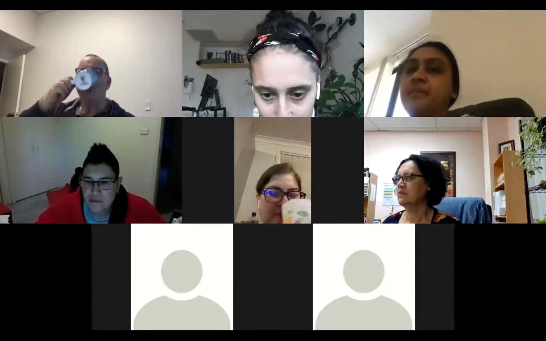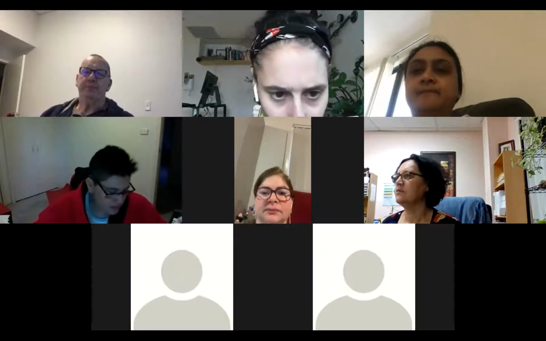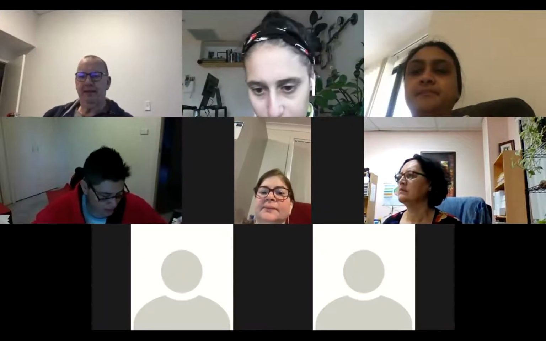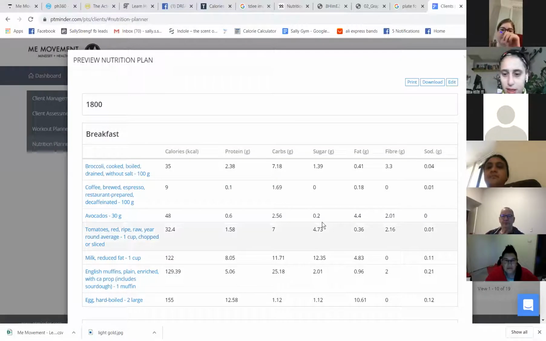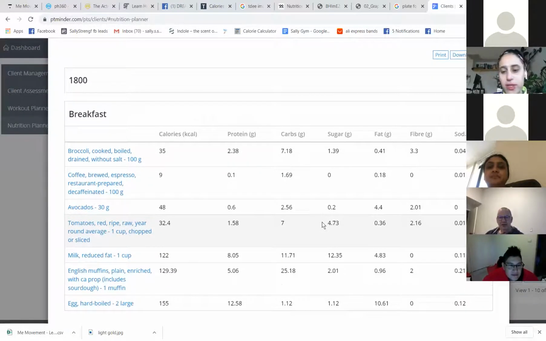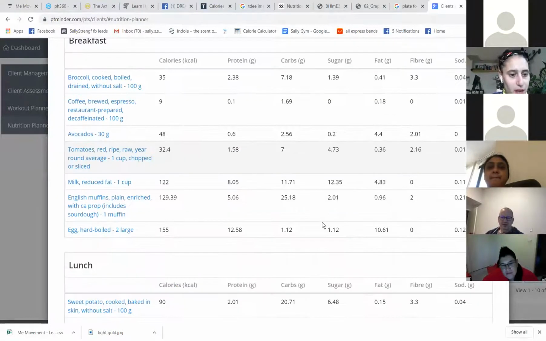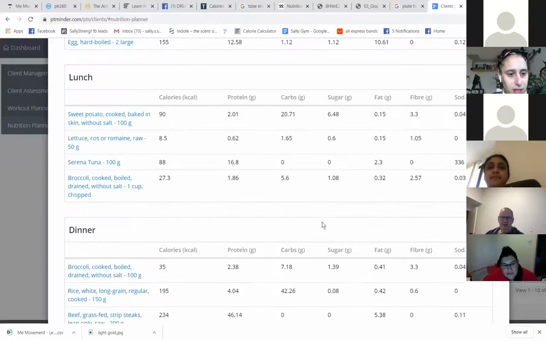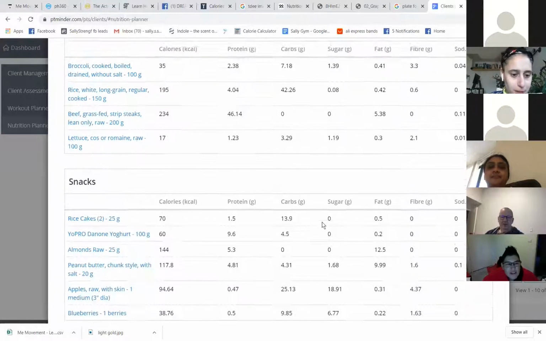Okay. So if I can share my screen again, I will go to this one right here, and you tell me if you can see this. Do you see this? Preview nutrition plan. Okay. So this is a generic one that I create. This person is on a weight loss journey. They need a certain amount, but I've based them on 1,800 calories. They've got some coffee, avocado, English muffins, eggs. This is just a guide, okay?